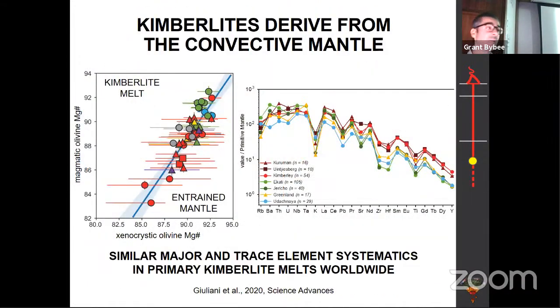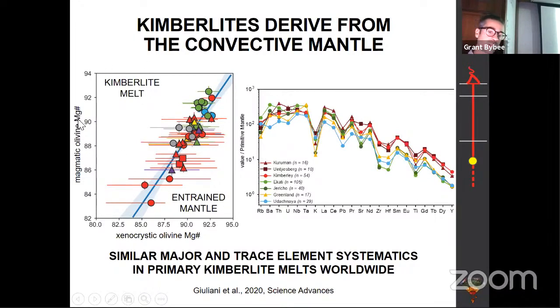Then we have a bunch of geochemical lines of evidence. First of all, let's start with the chart on the right-hand side. These are trace element spider diagrams for various kimberlites worldwide. As you can see, they have remarkably similar trace element patterns, which point to broadly similar, but not identical, of course, mantle sources.